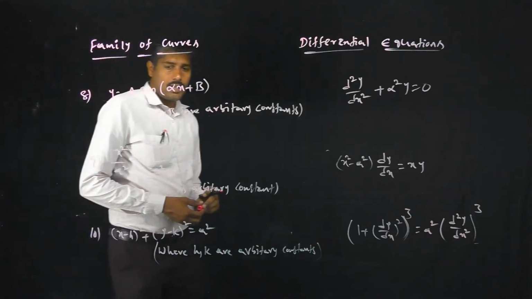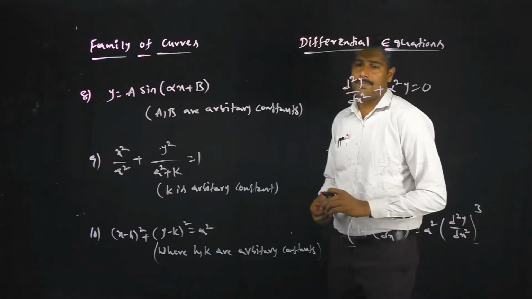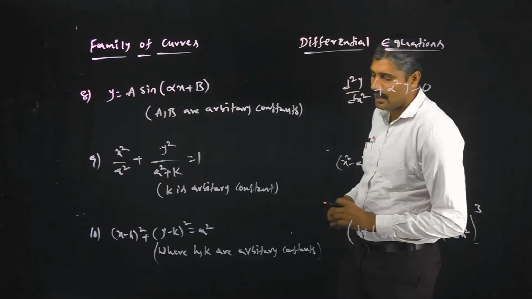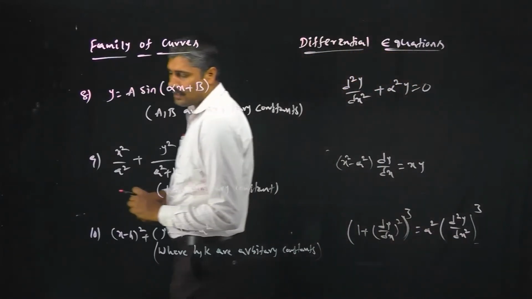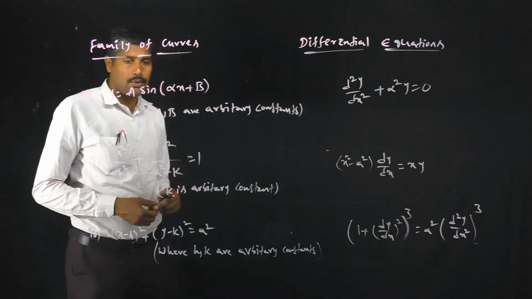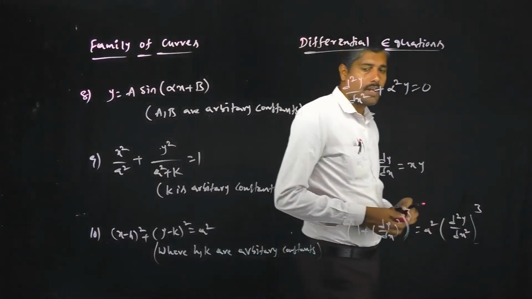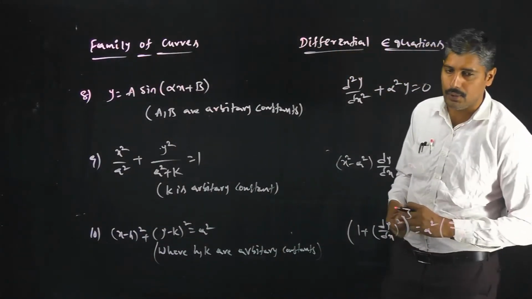Suppose the equation is y equal to a into sine of alpha x plus b. Here a comma b are arbitrary constants. Here there are two arbitrary constants. We take the derivative two times. Then we get the differential equation d square y by dx square plus alpha square y equal to 0.